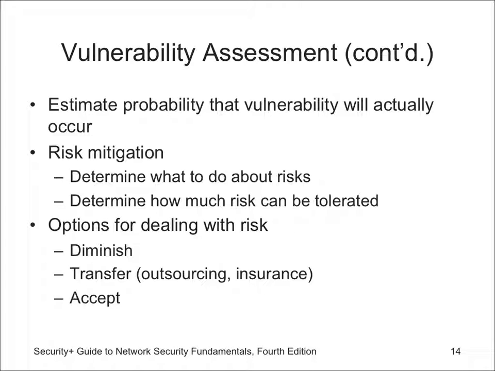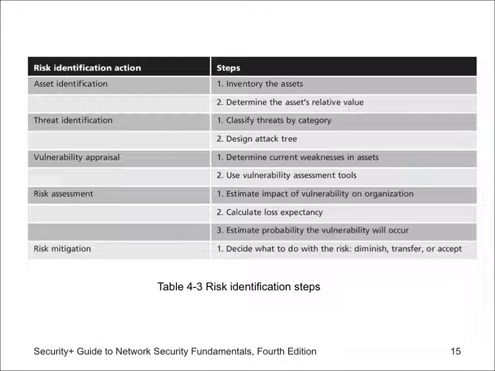Then you've got risk mitigation: determining what to do about a risk, how much risk can be tolerated, and options for dealing with risk. There are three options. You can diminish it, transfer it like with insurance, or just accept it, or eat it. Just say, we're not going to do anything about it. We just accept it. If you have $1 million walking out the door every year with theft, or say $700,000, they might decide they're not going to pay insurance on that. They're just going to accept it. It's maybe cheaper to accept it.